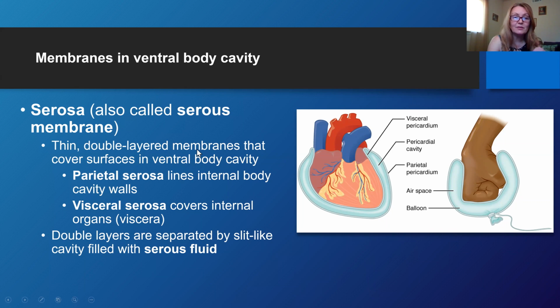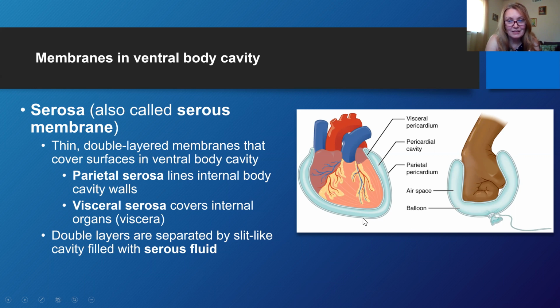It's a double layered membrane that covers surfaces in the ventral body cavity and organs in the ventral body cavities, thoracic and abdominal pelvic. So if you look at this picture here, I like it because it really gives you an idea of how the serosa works. So imagine you have a fist and you're going to put it inside a balloon, and the balloon has air inside, right? Then what will happen? One wall of the balloon will be at hands to your wrist, right there. And then you will have space, in this situation an air space, and then another part of the wall.